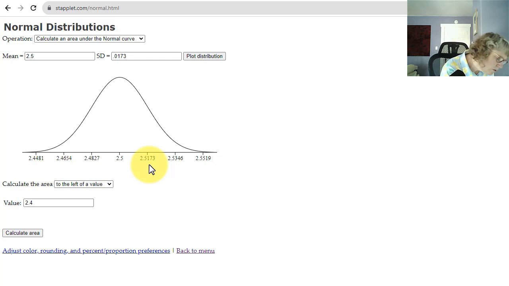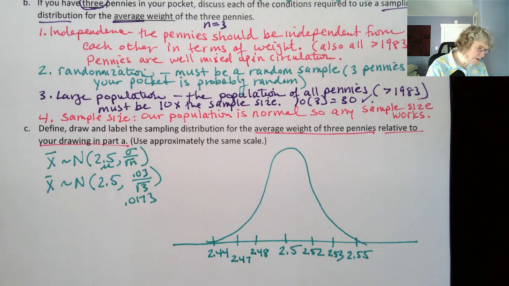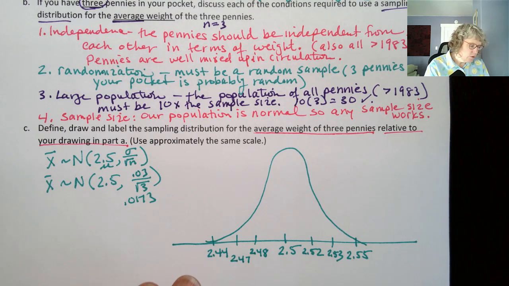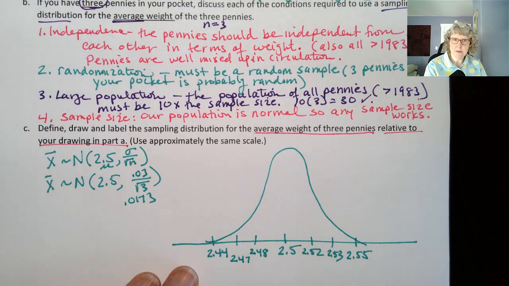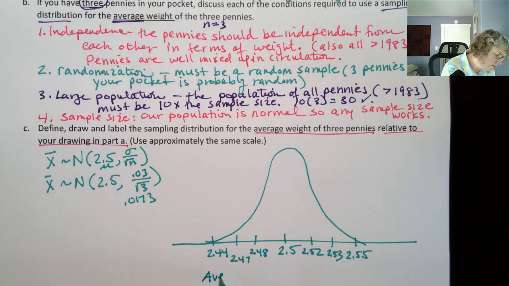Then going down 2.48 and 2.47. Okay, it's rounded a little bit, but that's okay. I had to squeeze them in there. Now, so that's define and draw. We need to label this, okay? So these are not penny weights anymore, right? This is the average of 3. So average weight of 3 pennies in grams.